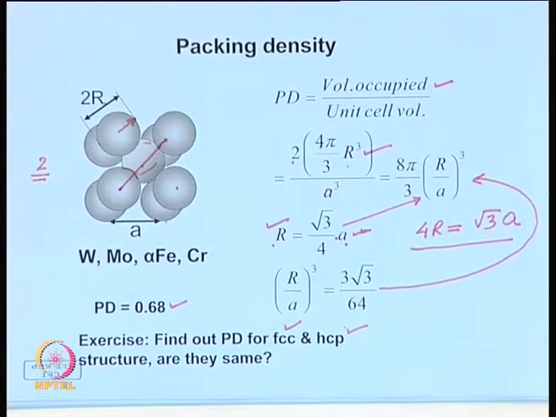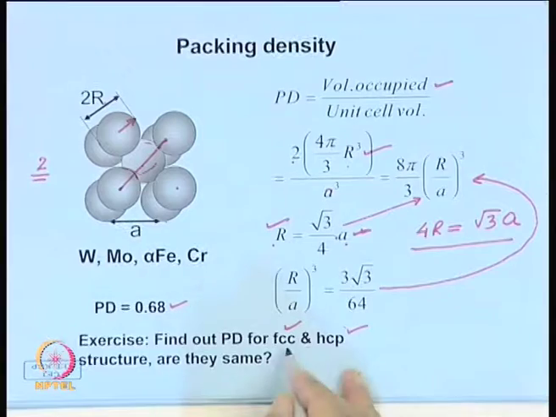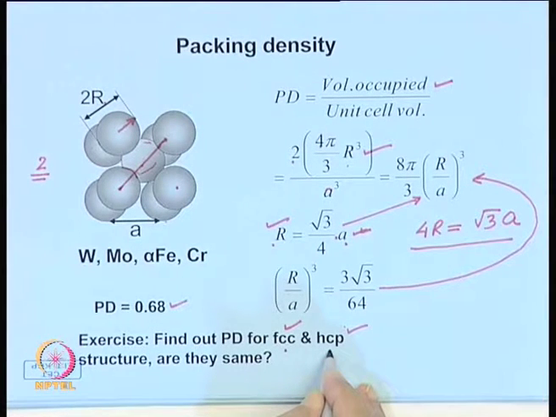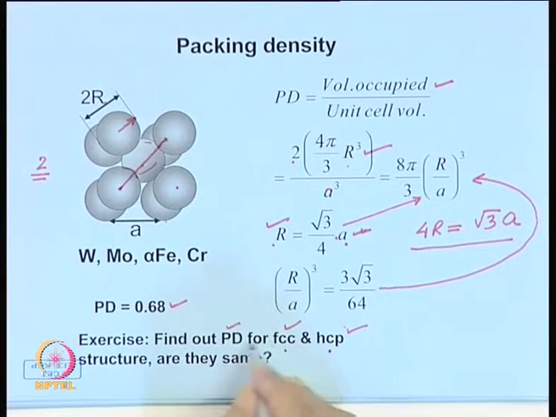And in the last class, we talked about some layer types of arrangement, if you try and recollect, you may find there is a similarity between face centered cubic and hexagonal close packed structure. So, possibly when you find this out, you will find this is the same for both, but please go through this calculation yourself.